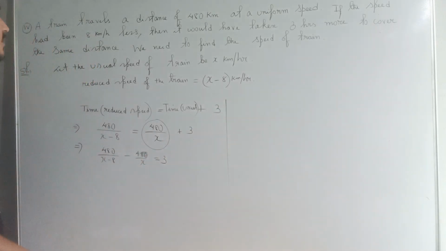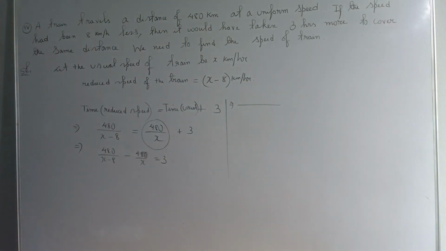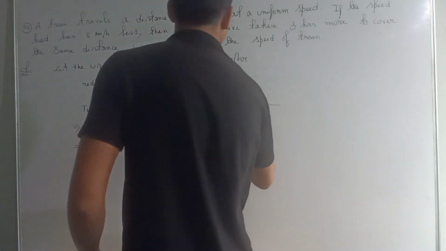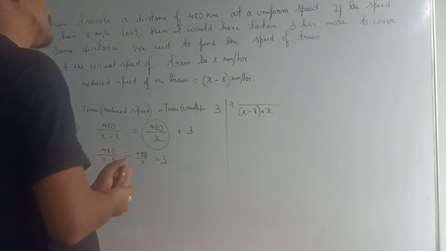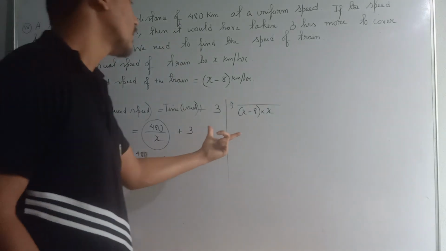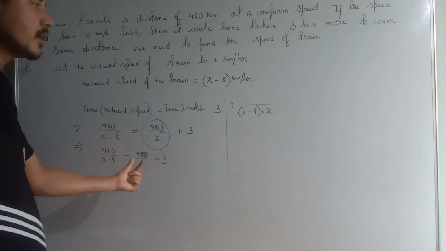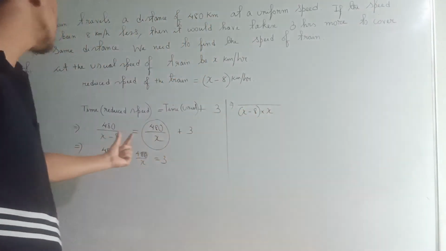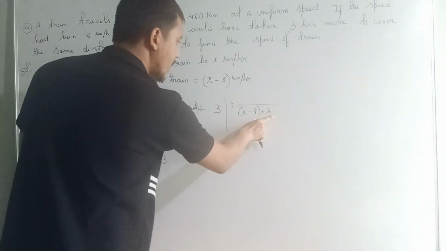Now we can take LCM and simplify. The first denominator is x minus 8. The second denominator is only x. x minus 8 and x are not multiples of each other, so the LCM will be the product of the denominators. This LCM will be divided by your first denominator. If you divide by x minus 8, then x minus 8 cancels out, so we have only x.